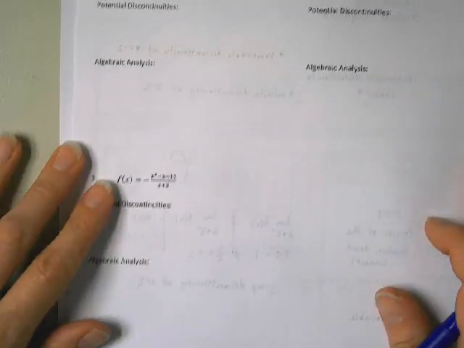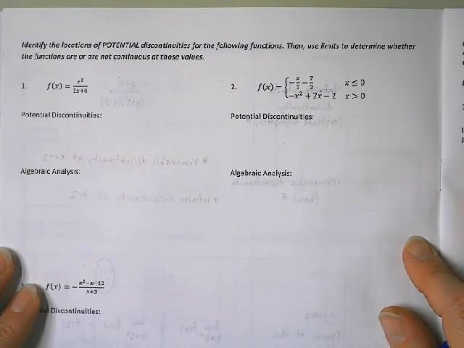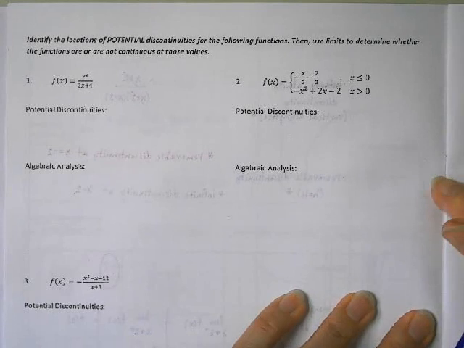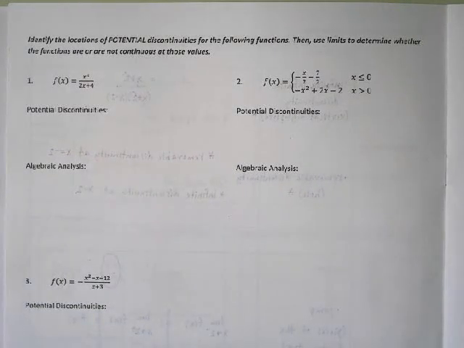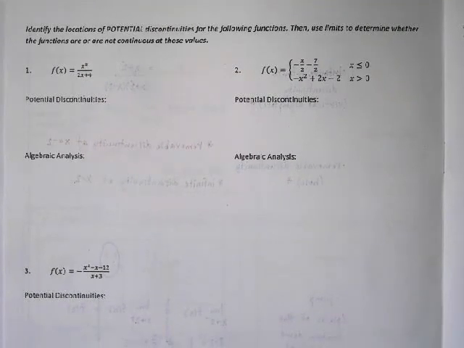All right. So the last piece of this then is we're going to look at some functions and we're going to identify the locations of potential discontinuities. So just looking out for things like poles and asymptotes, or maybe jumps in a piecewise function. So first we're going to say, here's where we think we may have a problem. And then we're going to use limits to determine whether or not they're actually continuous or discontinuous at those values.